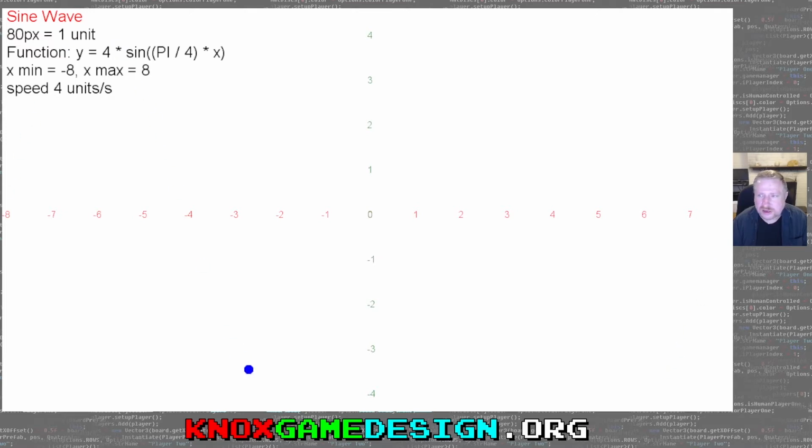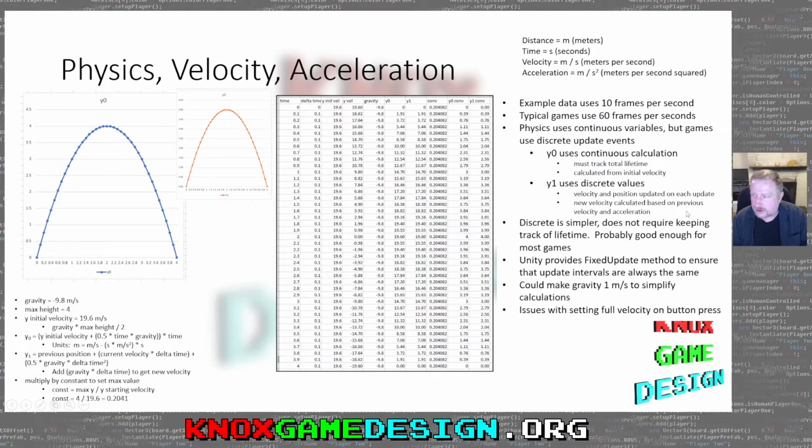That's basically how you can modify a sine wave. So here's the next curve that I looked at. This is the type of curve that you'll probably want to use for jumping, which relies on physics, relies on velocity and acceleration to calculate the current position.